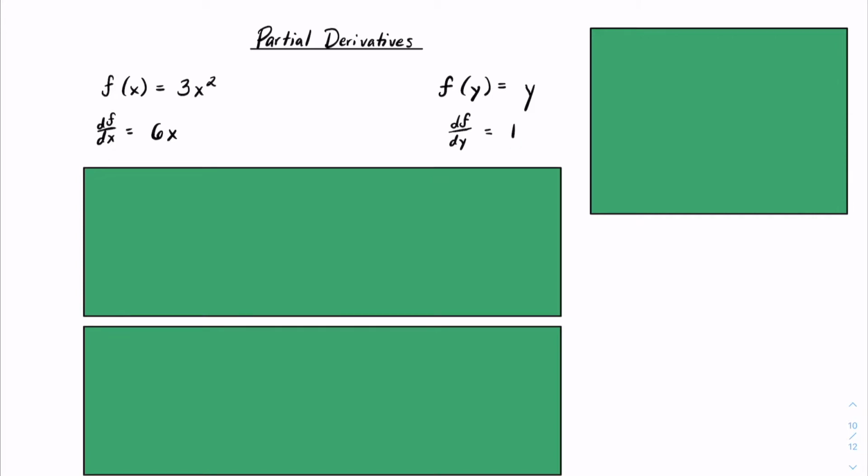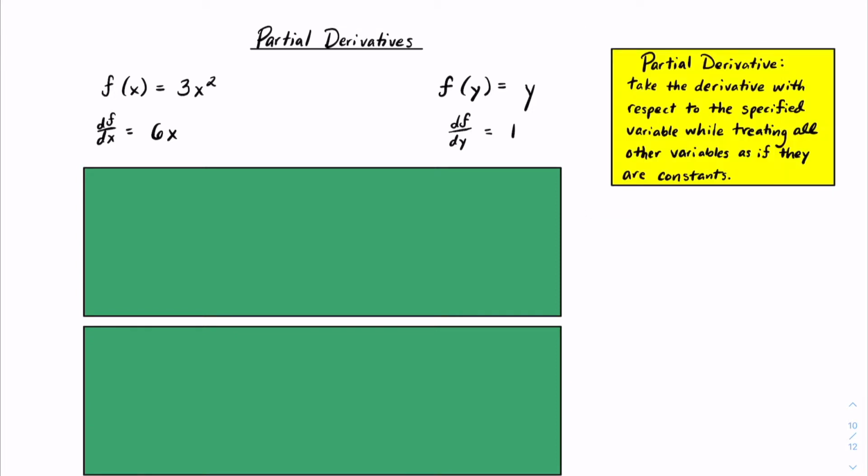But now what if instead we had a function f that was in terms of both x and y, and we wanted to take the derivative of that? What do we do? The answer is we can take what's called a partial derivative, where functionally what we do is just take the derivative like we know how with respect to our specified variable and treat all other variables that may be present as if they were constants or just numbers.